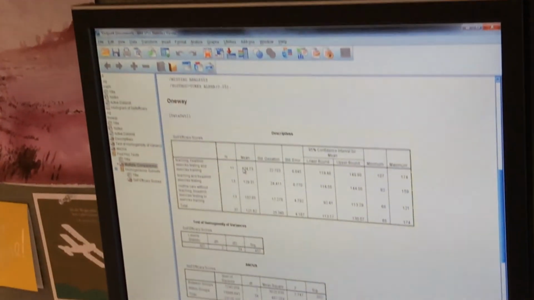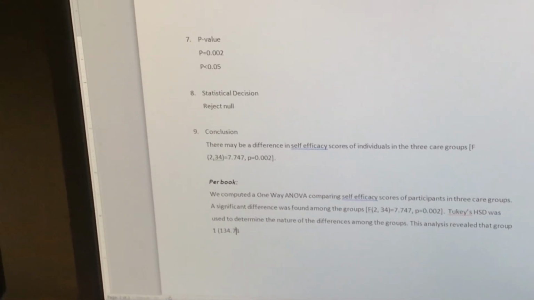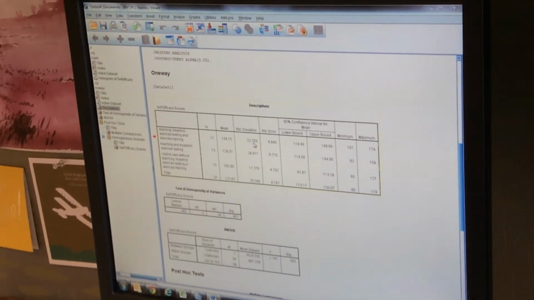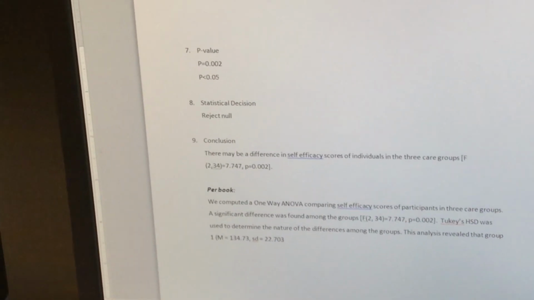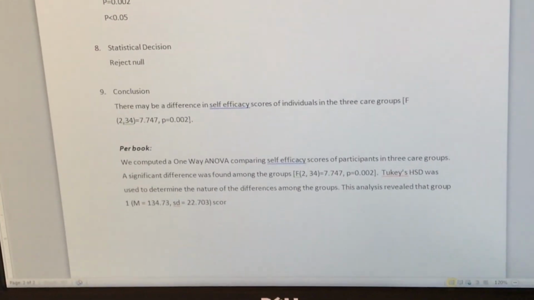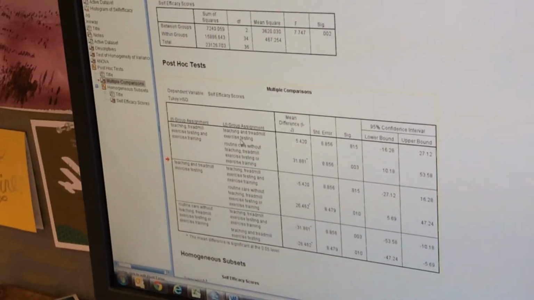So this is where you have to really go digging for information. So go back over here and find the mean of group 1, 134.73. Okay. I'm going to say mean. And the standard deviation, if you go back over here, is 22.703. Group 1 scored higher than group 2. Go back down here and see what we're saying. So we're saying group 1 was higher than group 2. Okay?